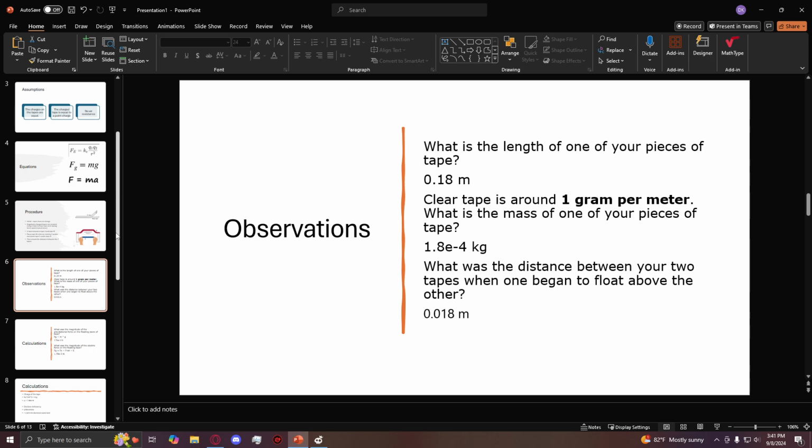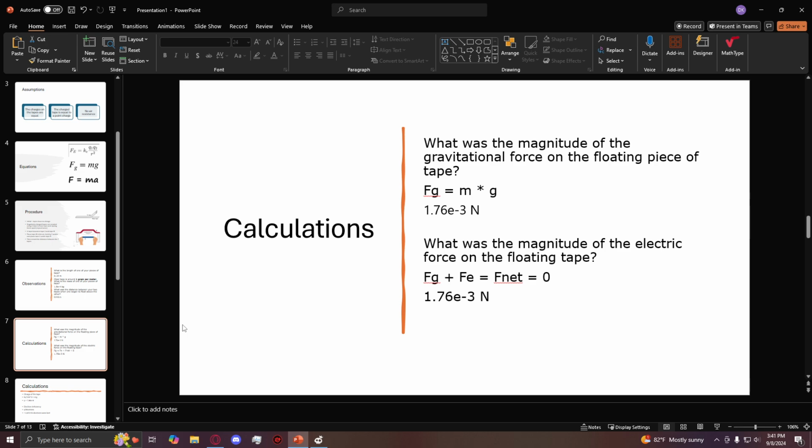What was the distance between your two tapes when one began to float above the other? And that is 0.018 meters. The calculations that I did was the magnitude of the gravitational force on the floating piece of tape. I calculated that as 1.76 e to negative 3.